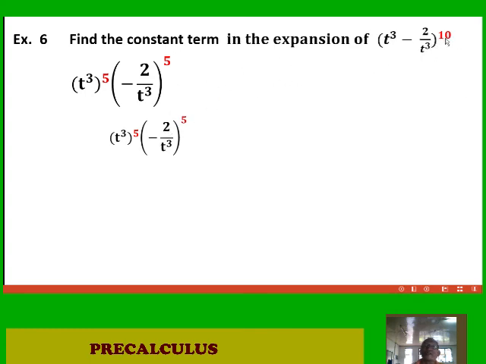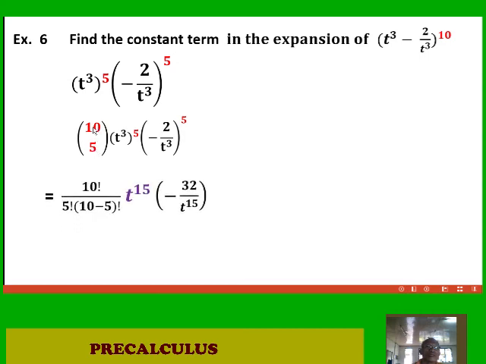So our n is 10. The exponent of the first term is 5. So taking the combination of 10 choose 5. So 10 factorial over 5 factorial times 10 minus 5 factorial. This is t raised to 3 times 5, which is 15. 2 to the fifth is 32. t cubed raised to the fifth is t to the 15. Negative raised to an odd power is negative.